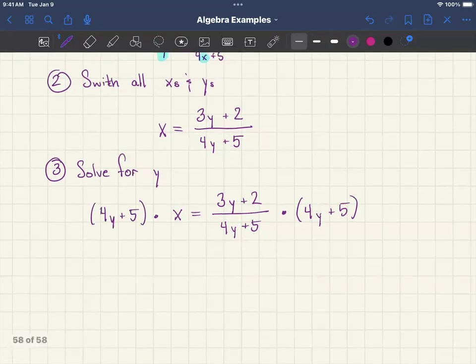All right, if we do that on the right-hand side, those items cancel out, which is nice.